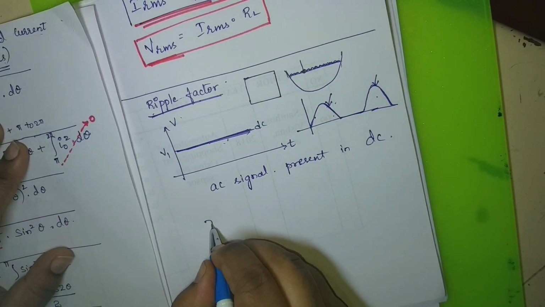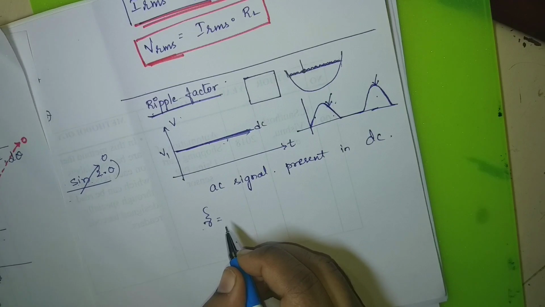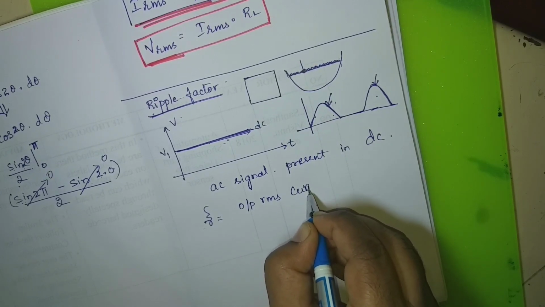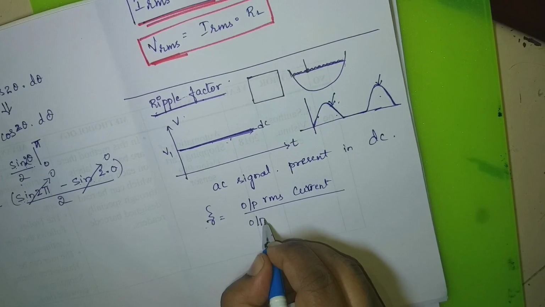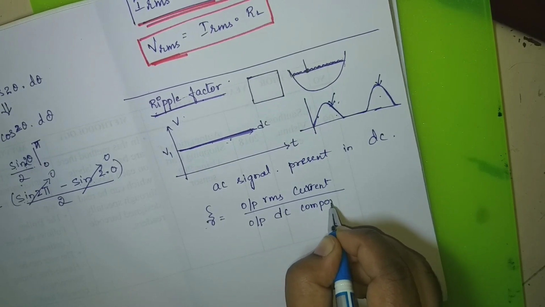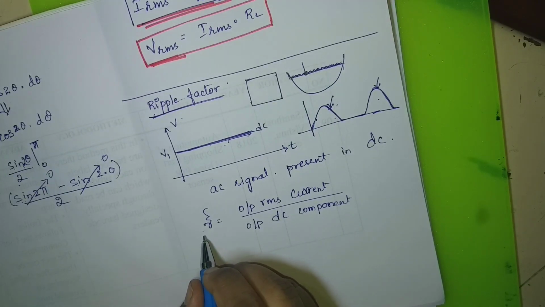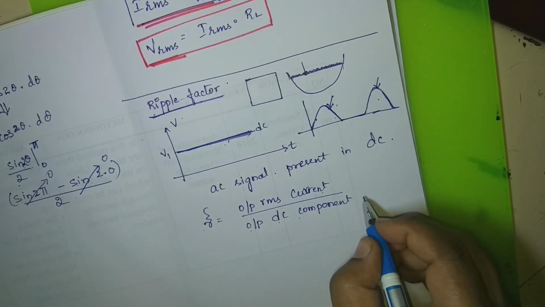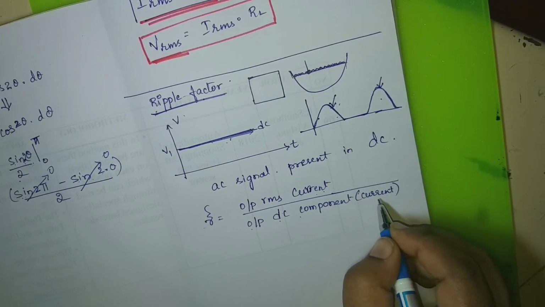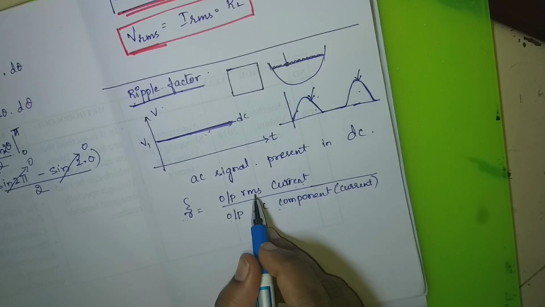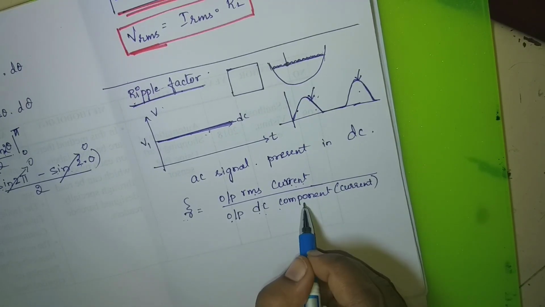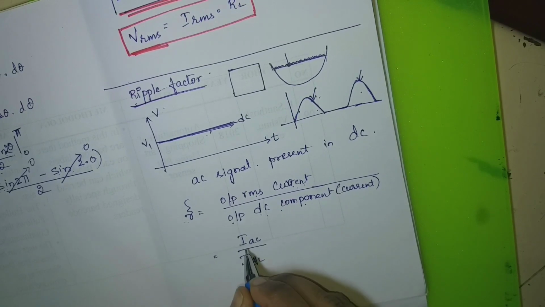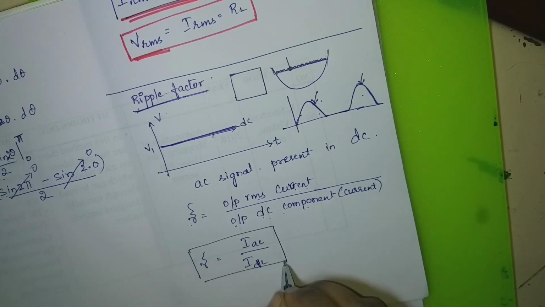So how do you calculate ripple factor? We represent ripple factor by the term gamma. Gamma is equal to the amount of AC signal, the output RMS current, divided by the output DC component. So gamma, the ripple factor, is defined as the output RMS value of the AC component, here taken as current, divided by the output DC component of current. So gamma is equal to the output RMS value of the current to the output DC value of the current. That is defined as IAC divided by IDC.